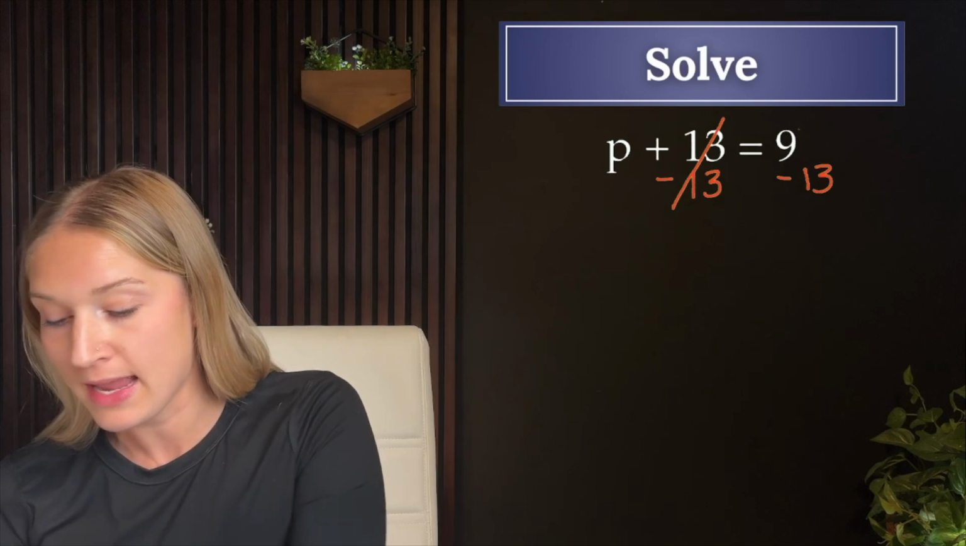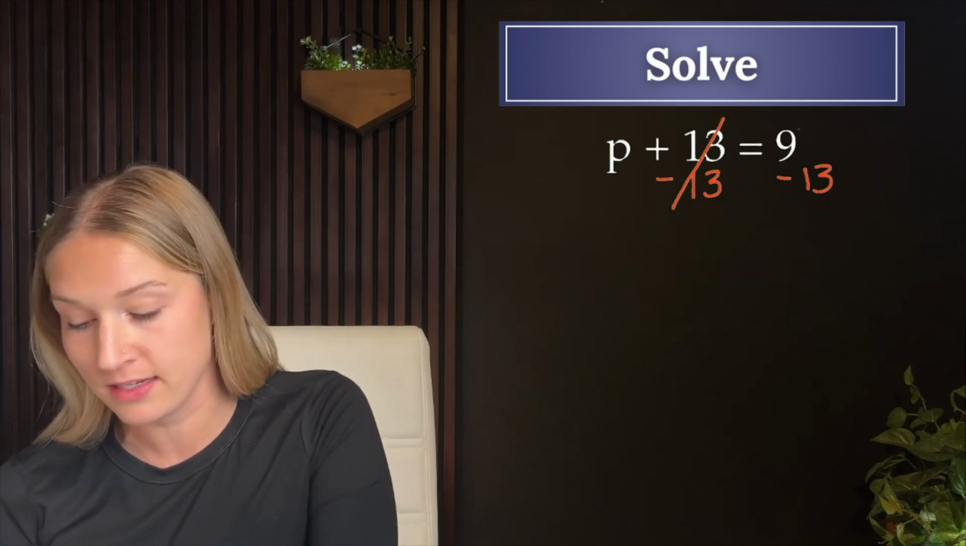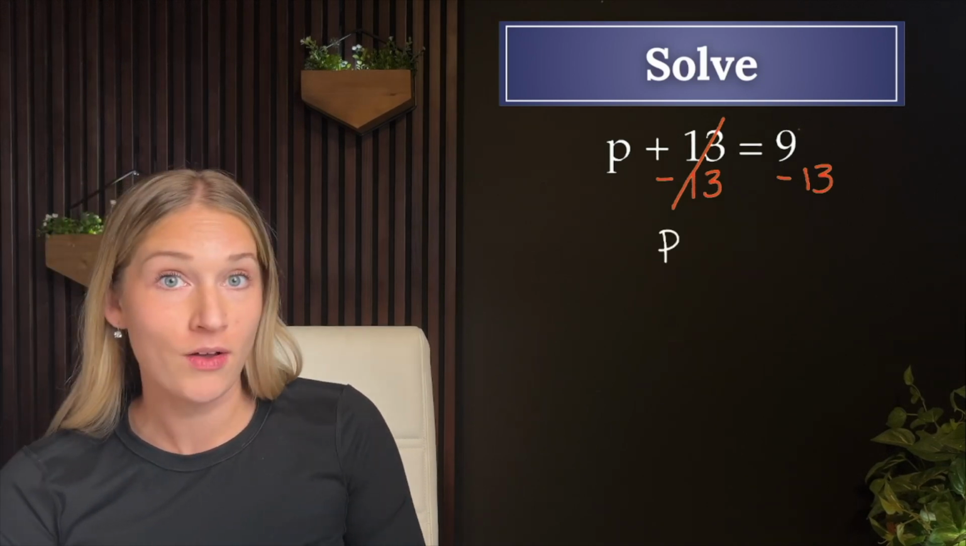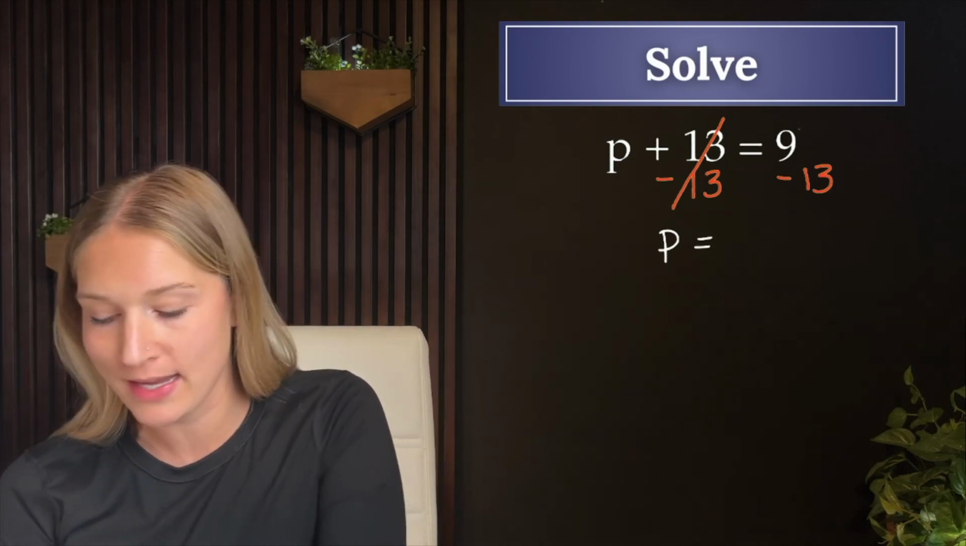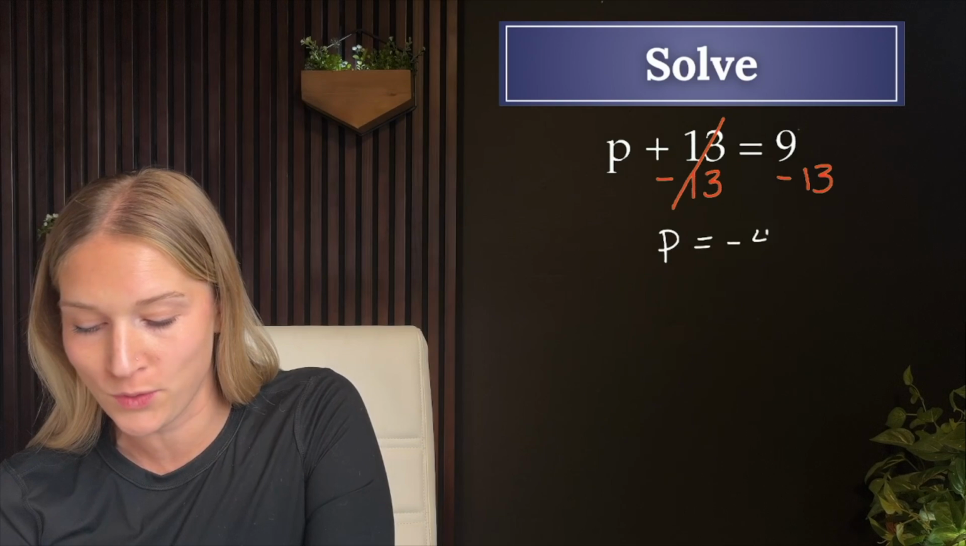So now that I have my 13s canceling, that leaves my p all alone on the left-hand side. And on the right, I just need to subtract 9 minus 13 and I get negative 4.